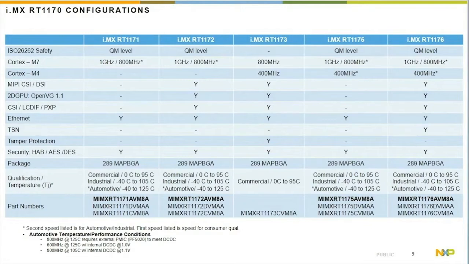And then it comes in the 289 MAPBGA package across the entire family. And then you can see there below we have the temperature ranges for the automotive devices, as well as the production part numbers listed in bold.